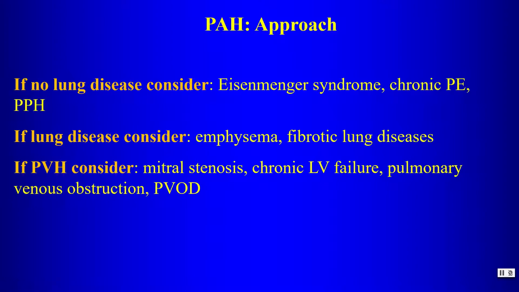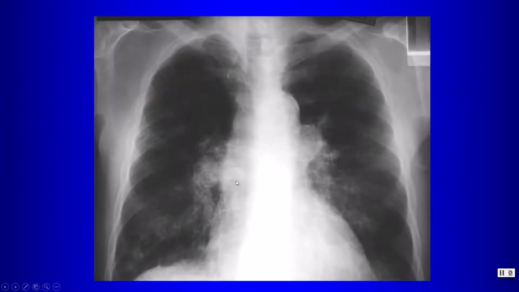If there is lung disease, then what is the particular lung disease? Is it emphysema, or is it fibrotic lung disease? If there's evidence of pulmonary venous hypertension, then here we would think about mitral stenosis and chronic left ventricular failure. Those are the two most common causes in this category. And then there can be other rarer causes of pulmonary venous obstruction, like pulmonary veno-occlusive disease.